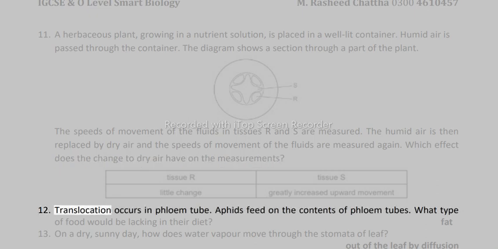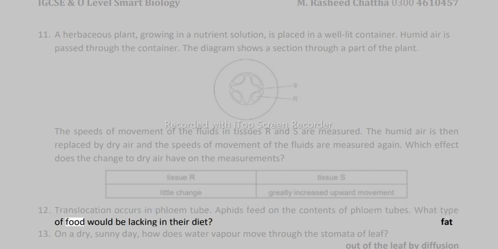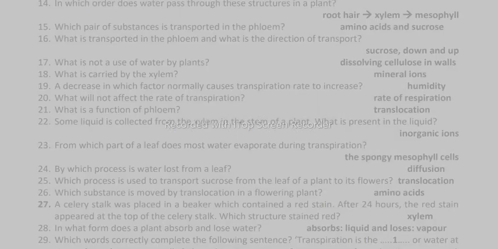12. Translocation occurs in phloem tubes. Aphids feed on the contents of phloem tubes. What type of food would be lacking in their diet? Fat. 13. On a dry, sunny day, how does water vapor move through the stomata of a leaf? Out of the leaf by diffusion. 14. In which order does water pass through these structures in a plant? Root hair, xylem, mesophyll.